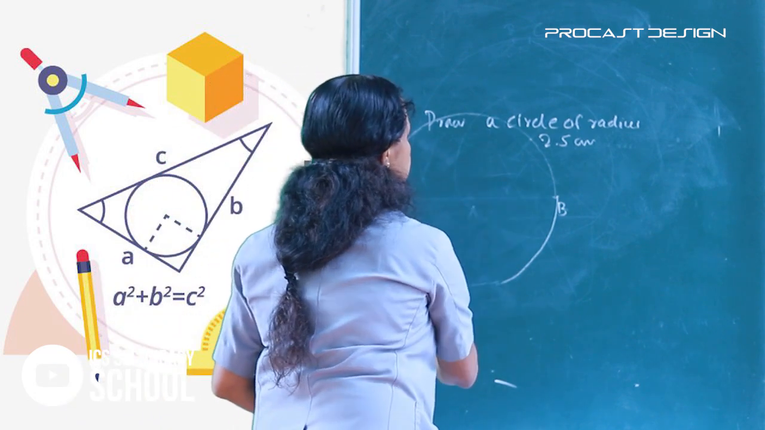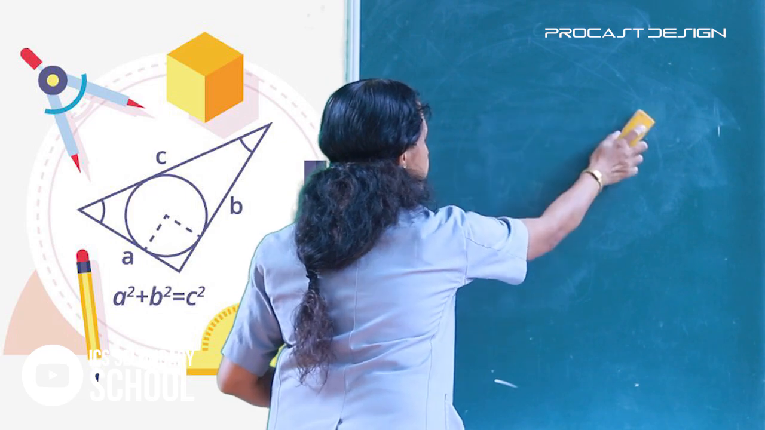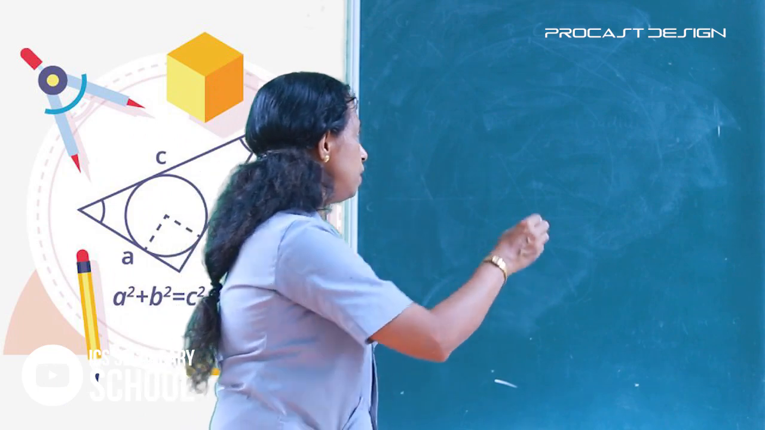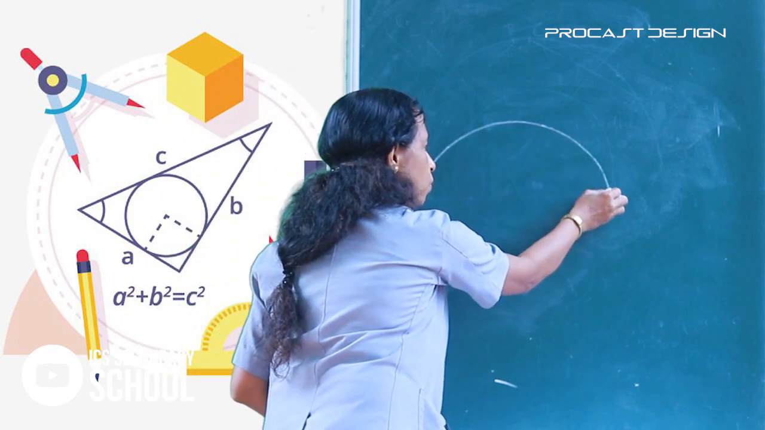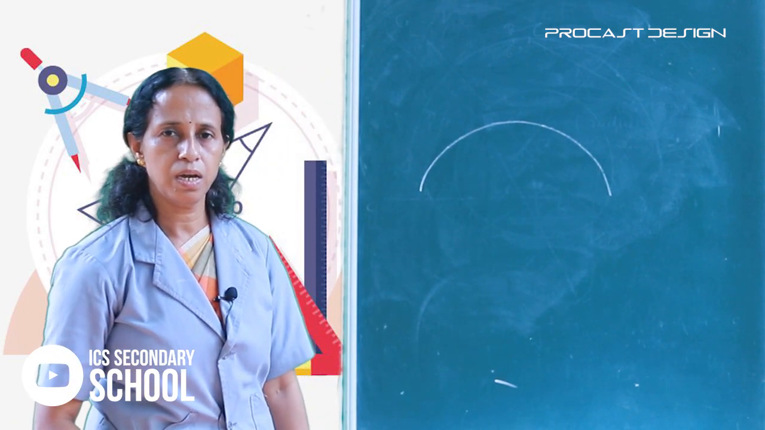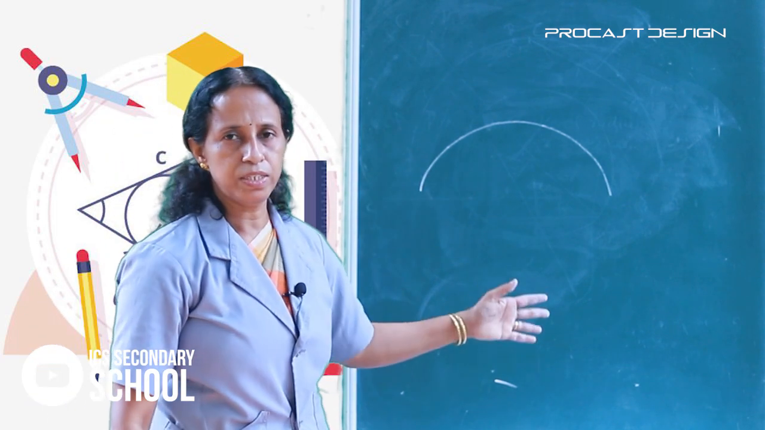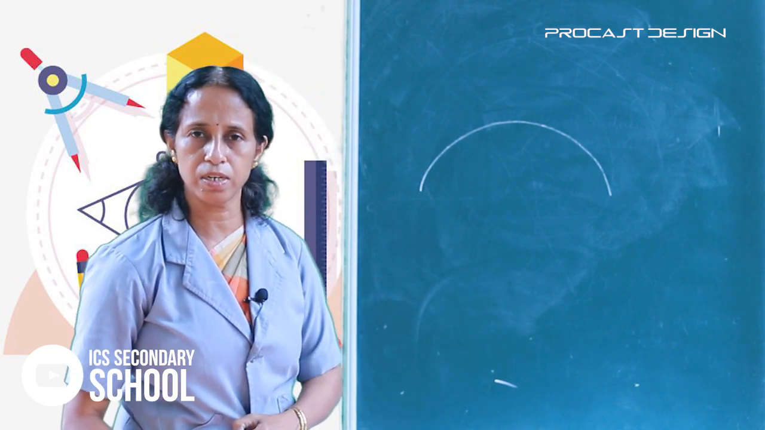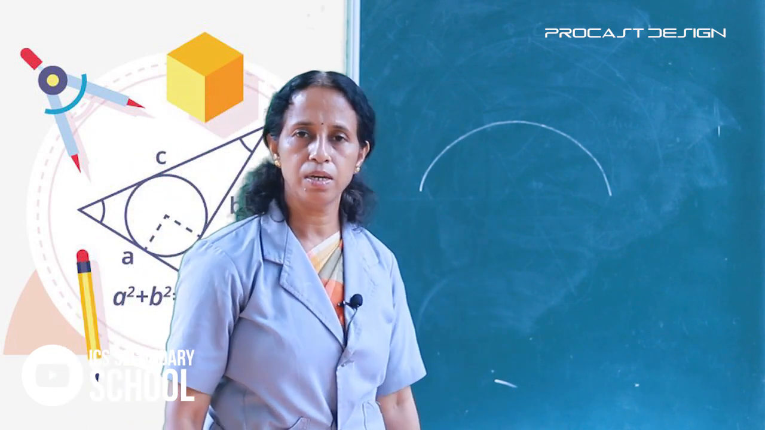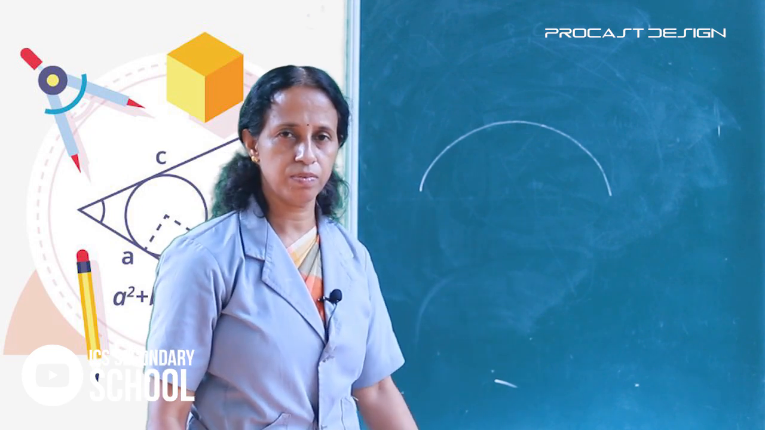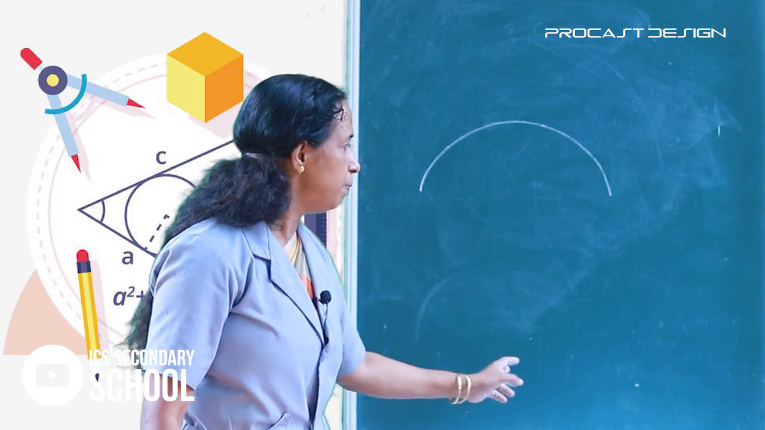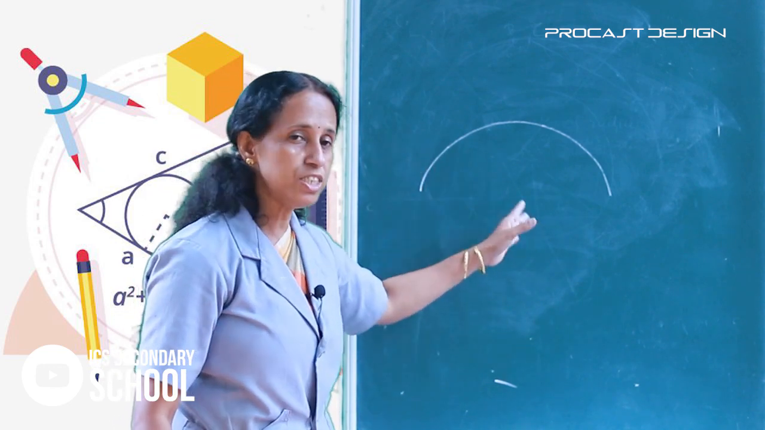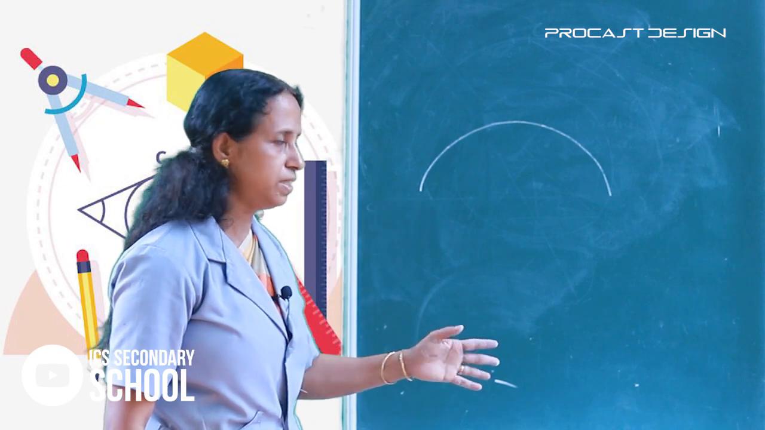Here, suppose we draw a small arc. This is a small arc. Next, how can you find the center of this circle? First, find the center of the circle and then complete the circle.